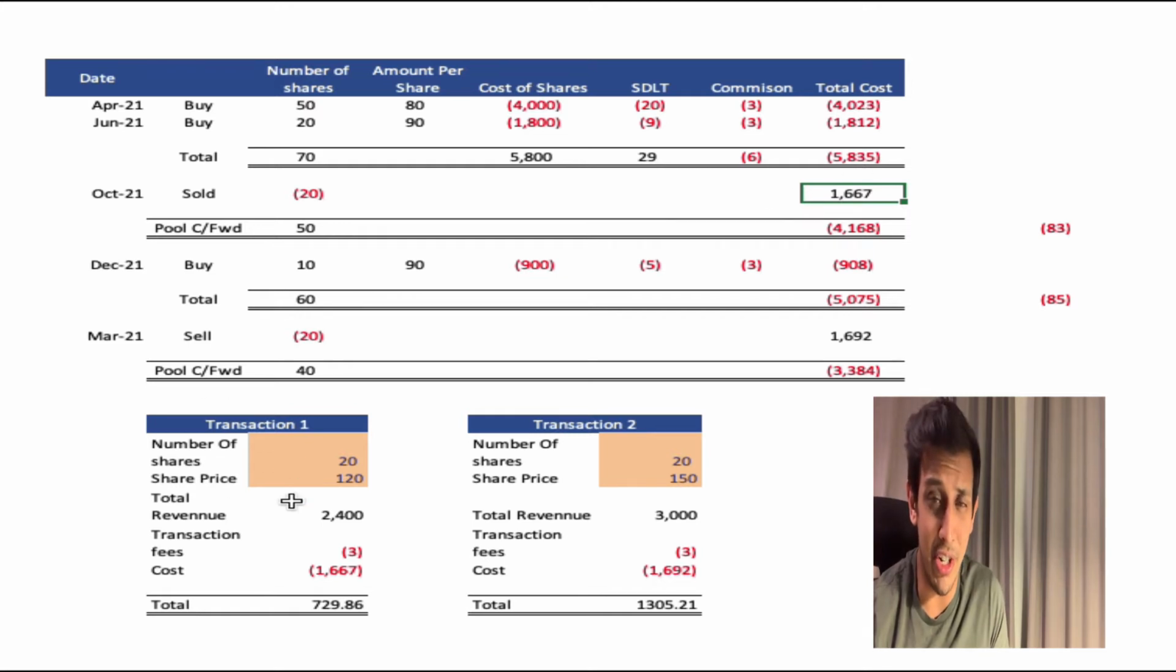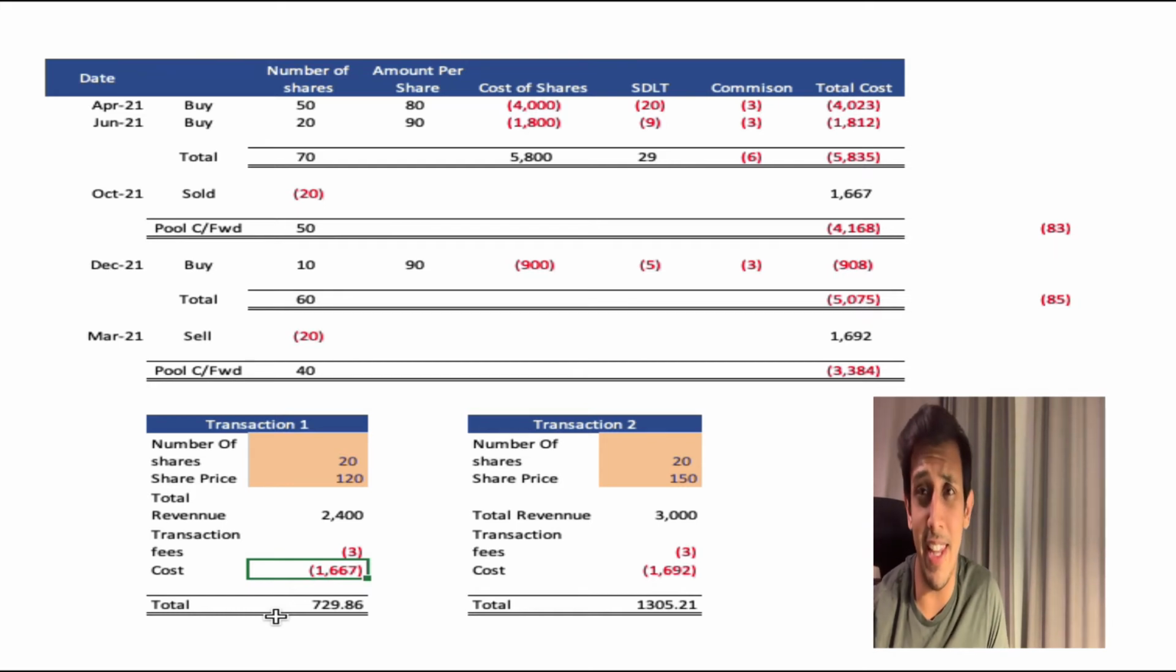So for our transaction one, if we look down here, we said that we're going to sell 20 shares at a share price of 120. So our total revenue is 2,400, and brokerage has charged us again a £3 charge, which we're just assuming, and the total cost is the 1,667 that we just calculated up here. So therefore our chargeable gain on the selling of them shares is £729.86.